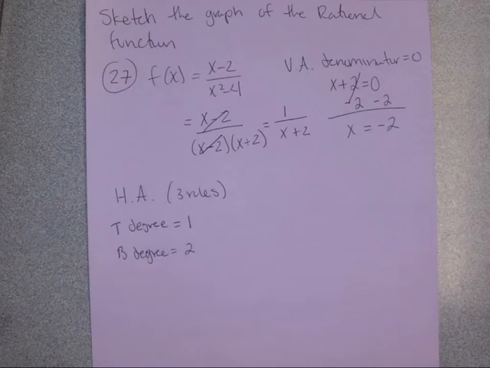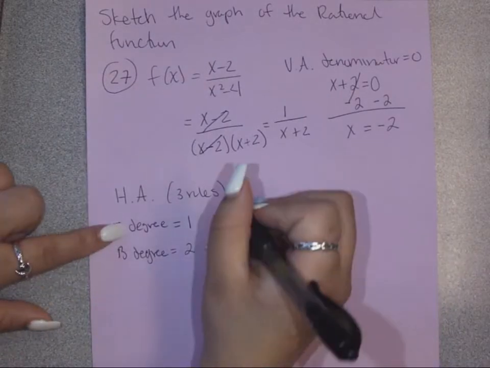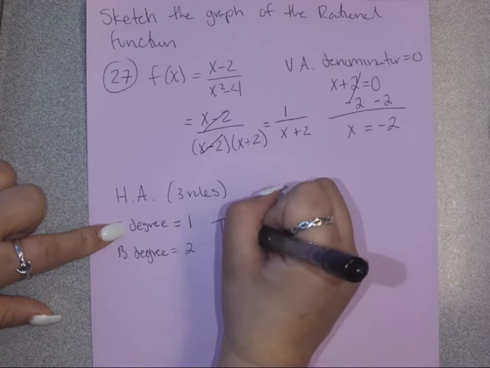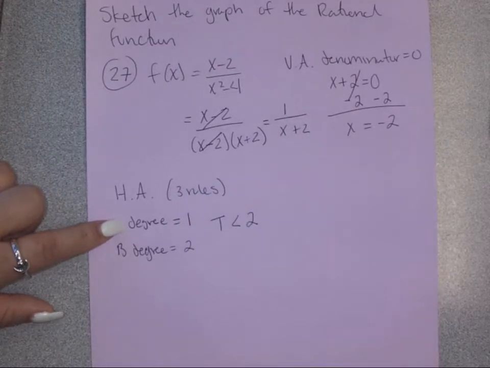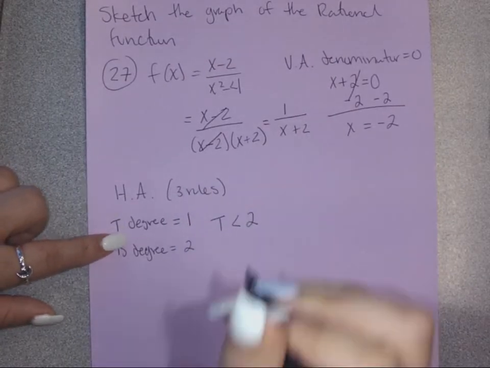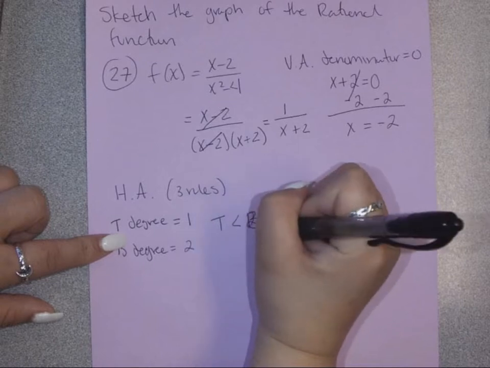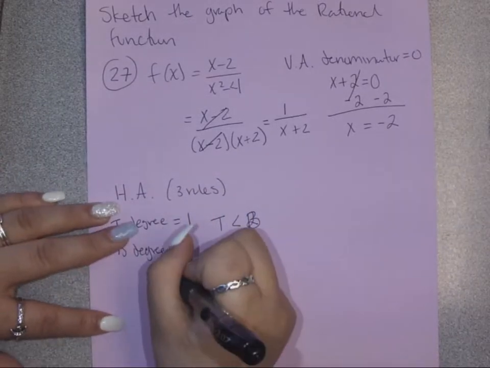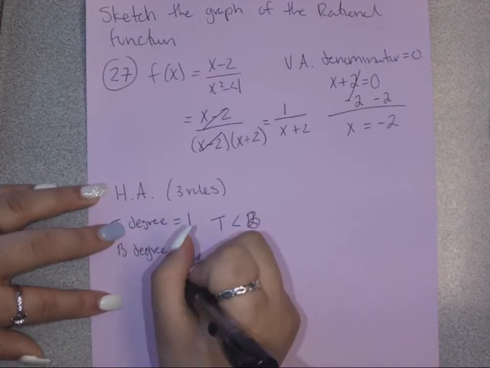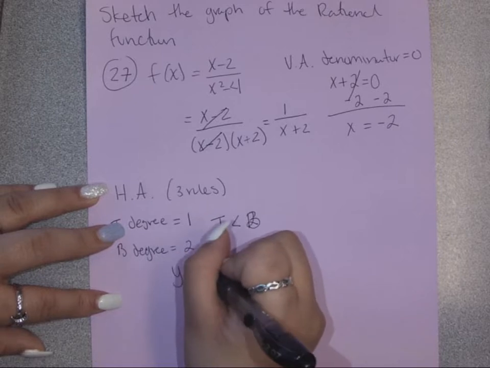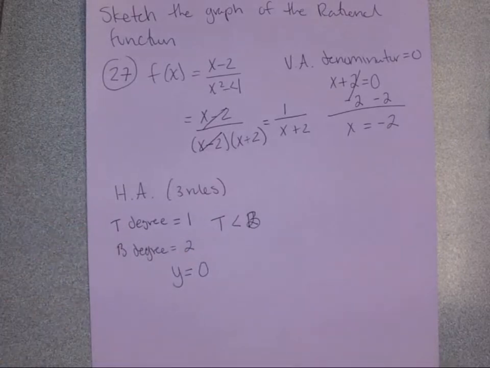And then we have to make the conclusion. Are our degrees equal? Which one's bigger? As you can see here, the degree on top is actually less than the degree on the bottom. So when your degree on top is less than the degree on the bottom, I meant to put a B for bottom, we make the conclusion that our horizontal asymptote is the line y equals 0. So we end up with the equation y equals 0.